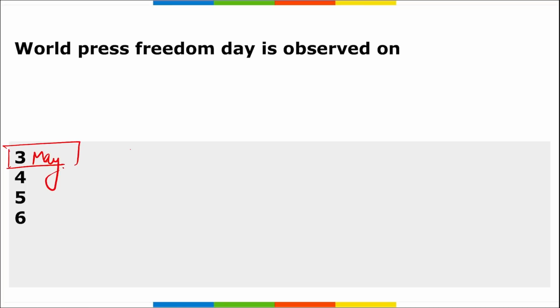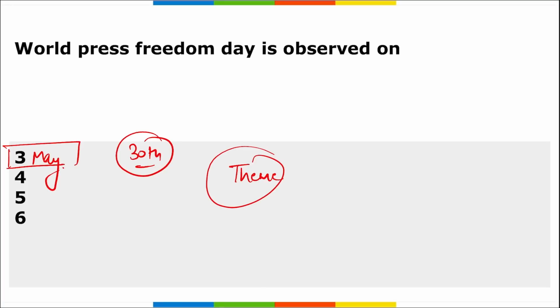3rd May marks the 30th anniversary of World Press Freedom Day, and there is a theme that you need to remember for the same: Shaping a Future of Rights, Freedom of Expression as a Driver for All Human Rights. This is the theme for World Press Freedom Day.